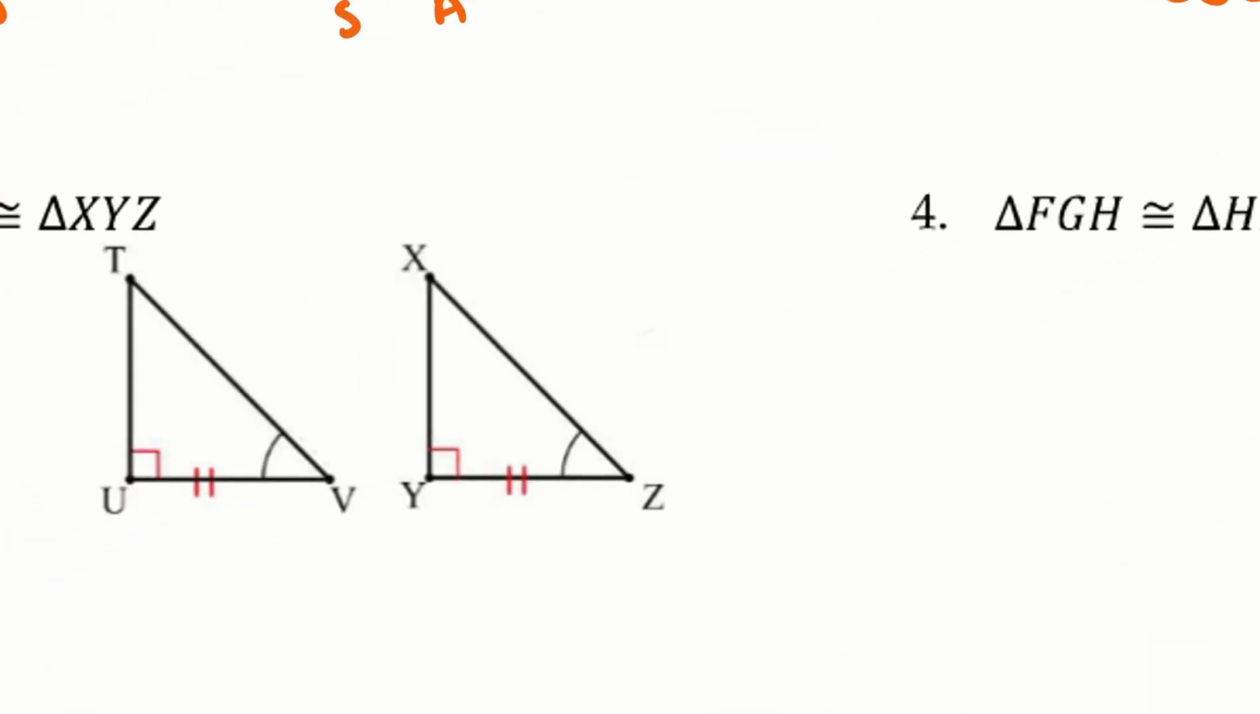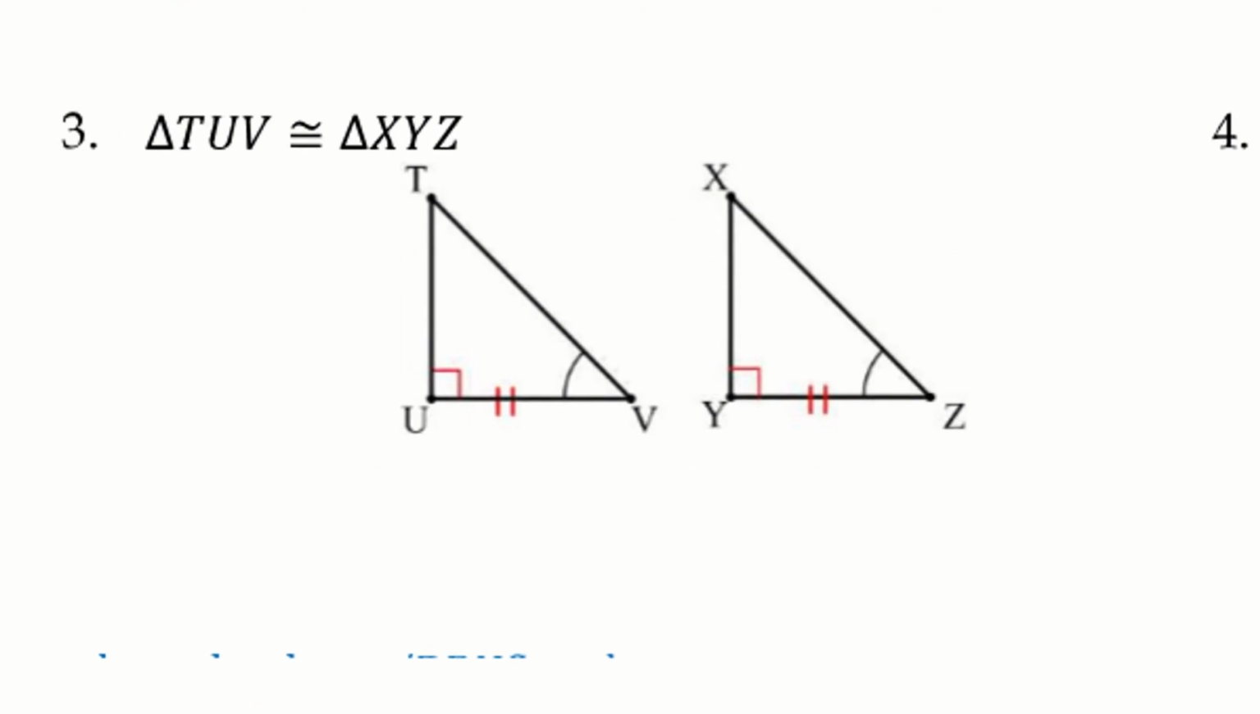Alright, I want you guys to go ahead and take a look at 3. I'm going to give you a second to try it out, and then I'll give the answer. Alright, we have angle, side, angle. So that's our answer. I just matched up: we had an angle, then a side, and then an angle.